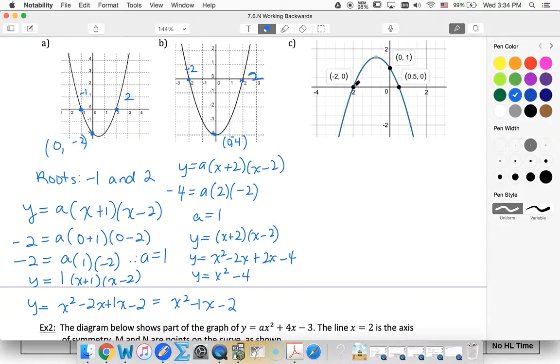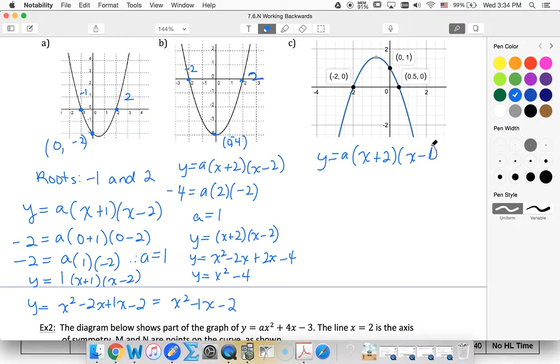All right. I've got another one here. Again, I see root form. a times x plus 2, x minus 1/2. And I've got 1 when x is 0. All right, this multiplies and makes -1. I know it points down, so my a is now -1.